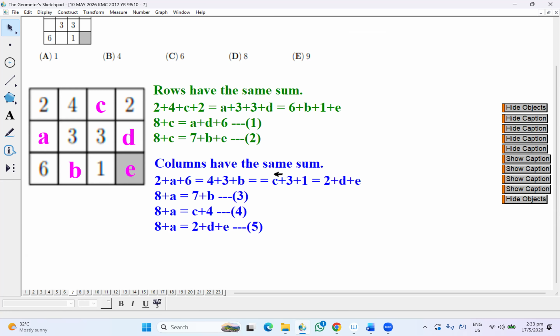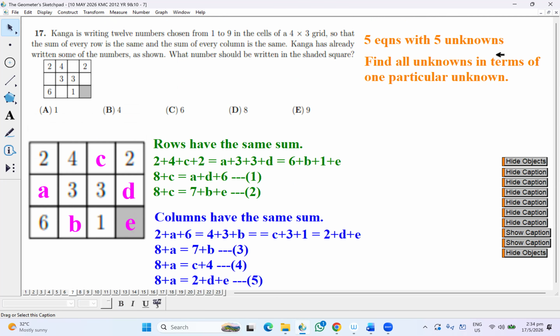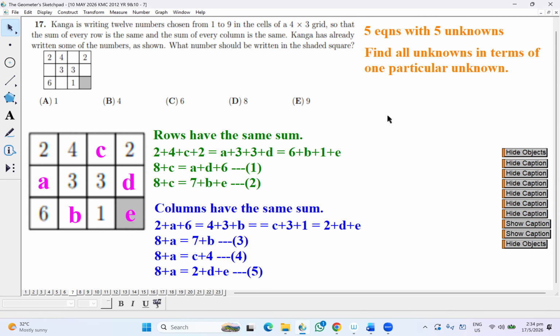So we see which one to choose. We have A, B, C, D, E. Which one to choose? Then we see A appears 4 times. The one that appears more often must be a good choice to be the anchor variable. So let's see. You have 5 equations, 5 unknowns. So we always try to find all unknowns in terms of one particular unknown. In this case, I'm going to choose A.